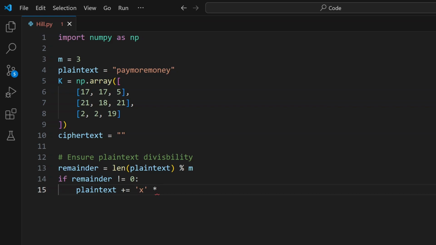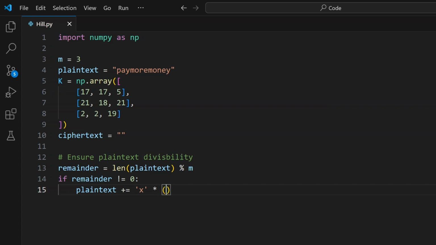So it only makes sense that the remainder would be less than m. Otherwise, it wouldn't make sense for that to be a remainder. So imagine 4 divided by 3. The remainder there is 1. 5 divided by 3, the remainder there is 2. 6 divided by 3, the remainder is 0. So the remainder will always either be 1 or 2, or it will always be less than m.